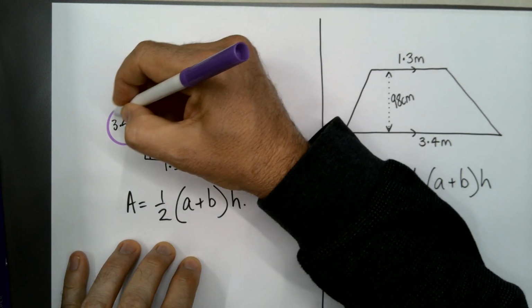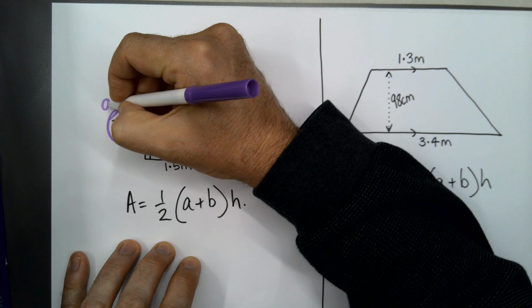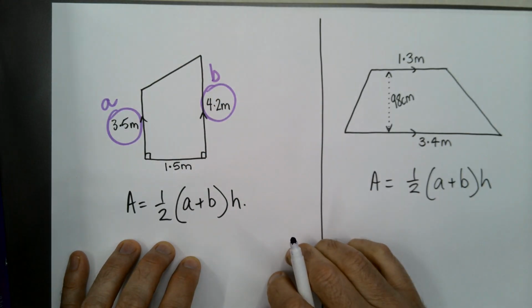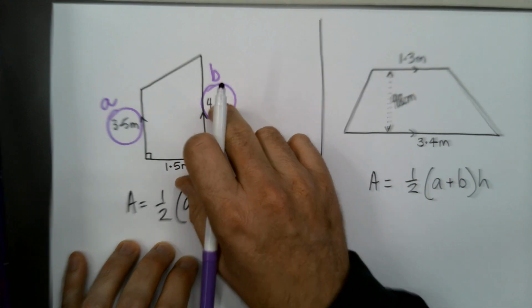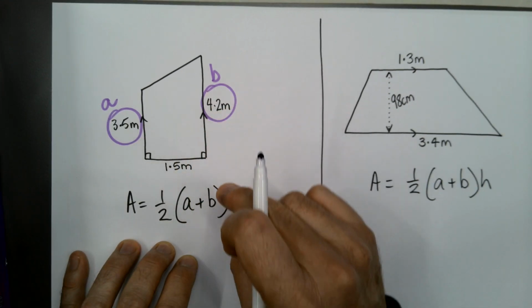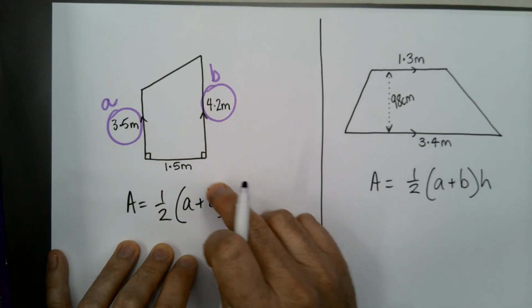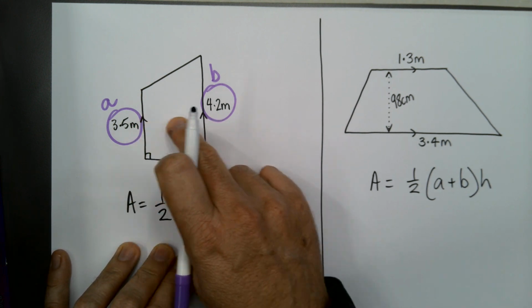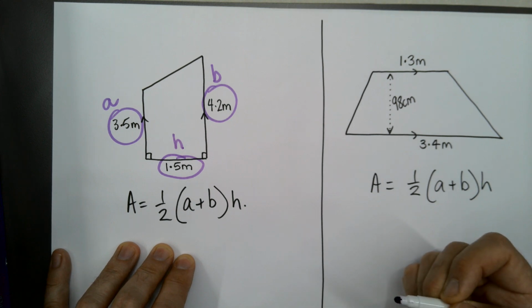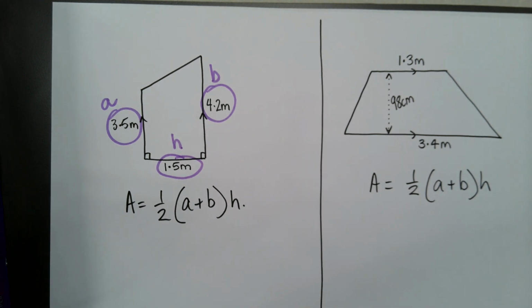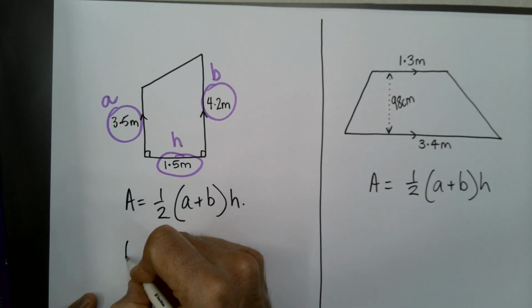So I'm going to call that one A and that one B. Doesn't matter if I get them mixed around, it's all going to be fine. Okay. H is the perpendicular distance, the width of it. So that there is H. All right, so now I just plug it into the formula.